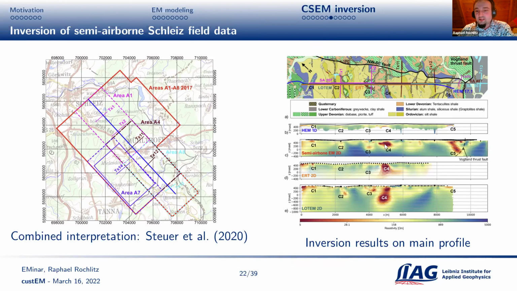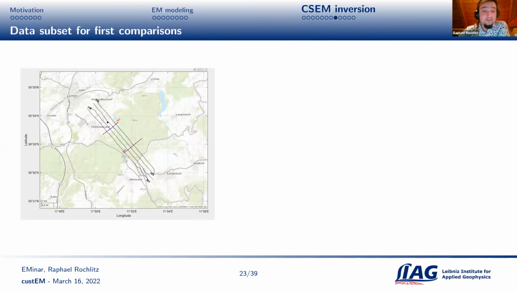So we already see some differences for the different EM methods in our inversion results. Yeah, I think that's reason to go back to this area and see what our 3D inversion can do here. And of course, it's also a good reference for our 3D inversion of real data. So now we pick only 4 flight lines on the left part.